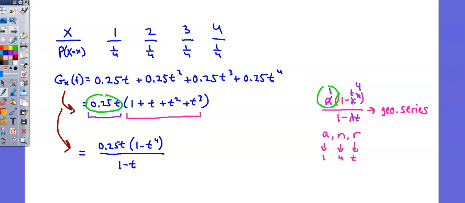This ends part A of the lesson. In part B, we'll look at probability generating functions for binomial distributions, geometric distributions, and Poisson distributions.